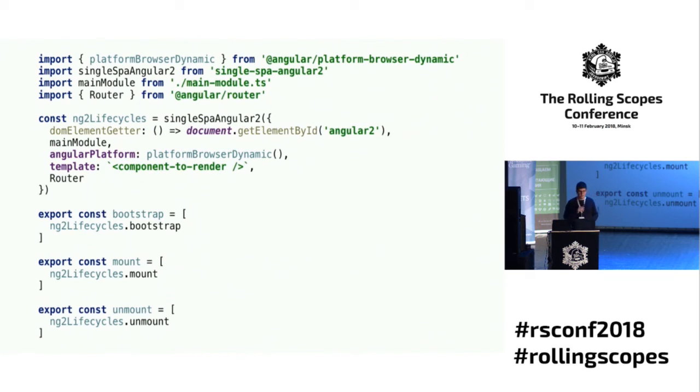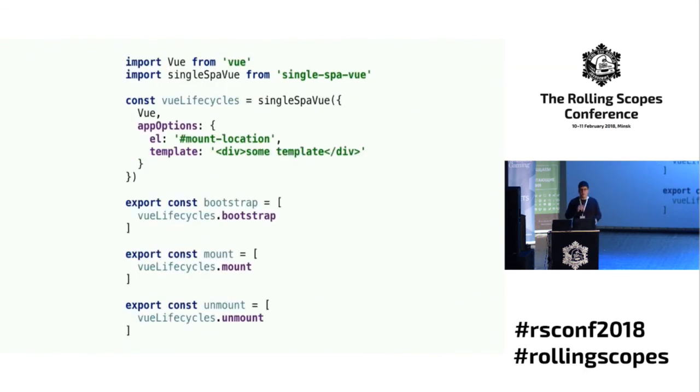Same thing for Angular. It's a bit more complicated, as Angular is. We need to provide a couple more things like router, template, Angular platform, the main module that we want to render, and same thing, the DOM element getter. And we will receive the Bootstrap, mount, and unmount functions. And for Vue.js, it's the simplest. You just provide the template and the element where you want to render your app in the DOM, and you receive Bootstrap, mount, and unmount.